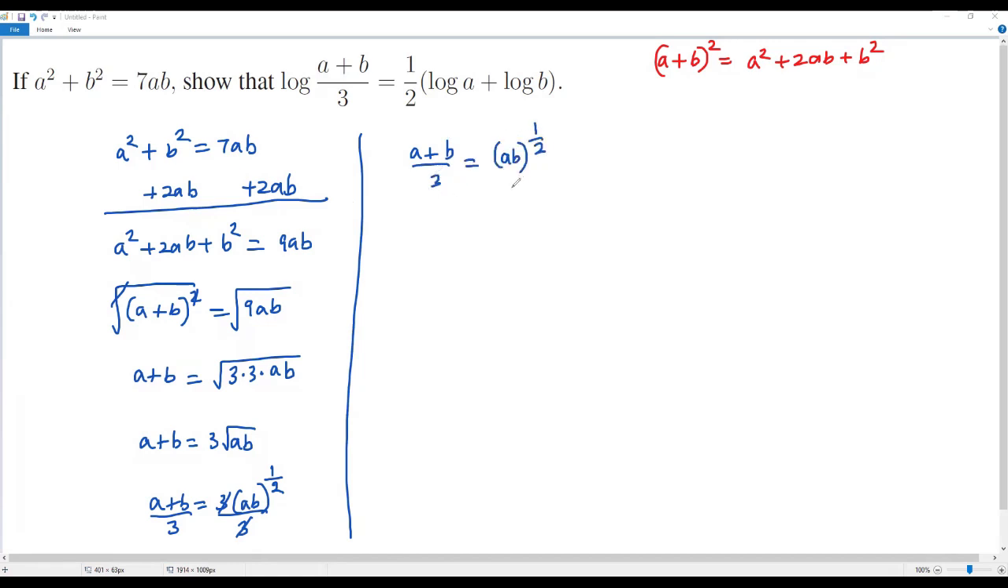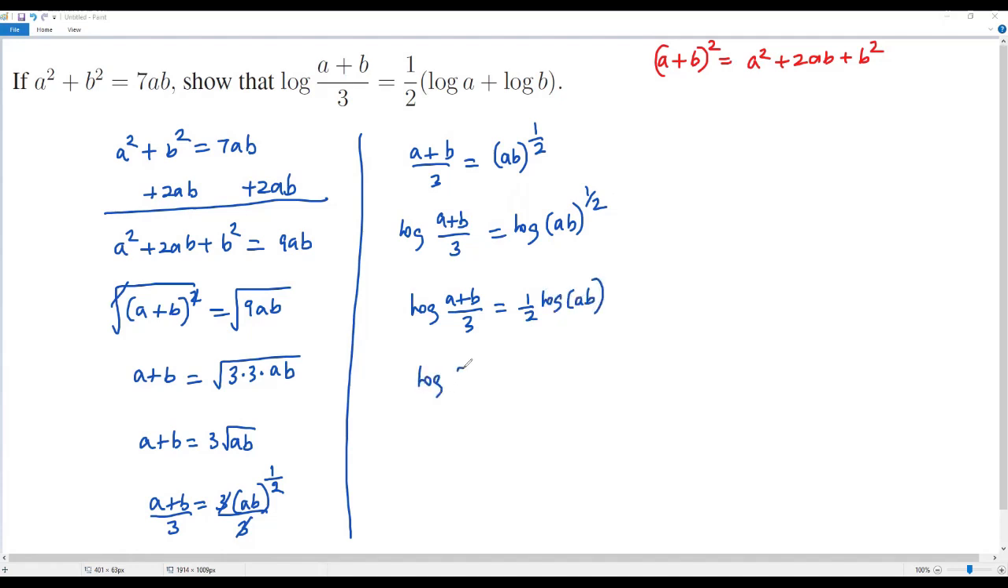Now let me take a logarithm on both sides of this equation. Then I'm getting log of (a plus b) over 3 equals log of (a times b) whole to the power of 1 over 2. Here we can write the left side as it is: log of (a plus b) over 3 equals. Here the argument of a logarithm is a power. Whenever the argument of a logarithm is a power, we can move the exponent in front of the logarithm, and it has to be multiplied by the logarithm. So then we get 1 over 2 times log of a times b.